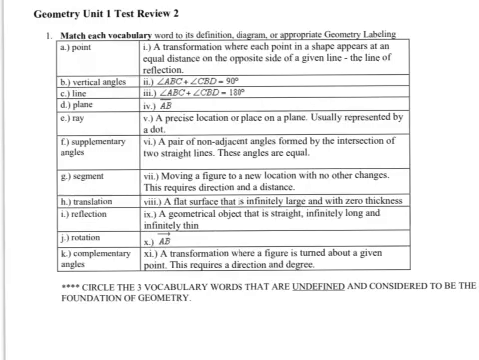So this is asking us to match the vocabulary word to a definition, diagram, or appropriate geometry labeling. So the first thing I'm going to do is look through the vocabulary words. So we have point, vertical angles, line, plane, ray, supplementary angles, segment, translation, reflection, rotation, and complementary angles. I'm actually going to start at the bottom.